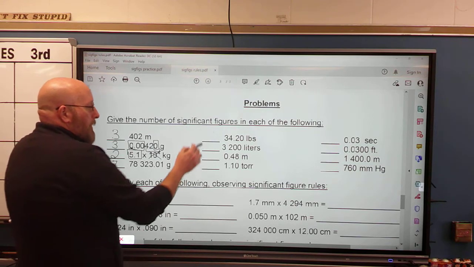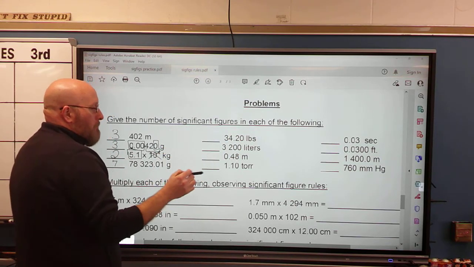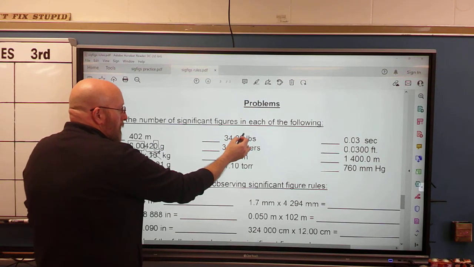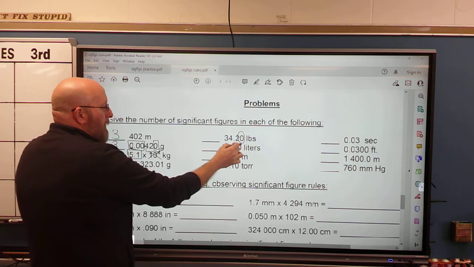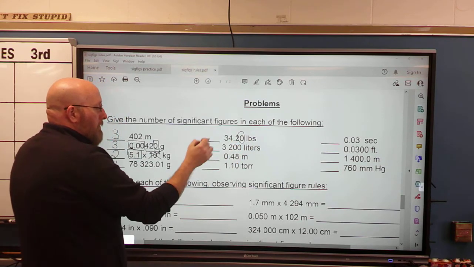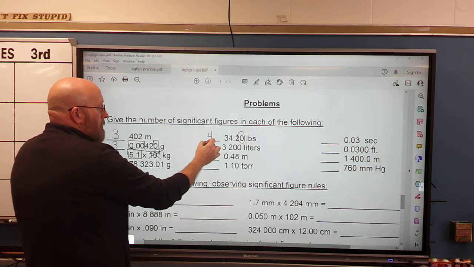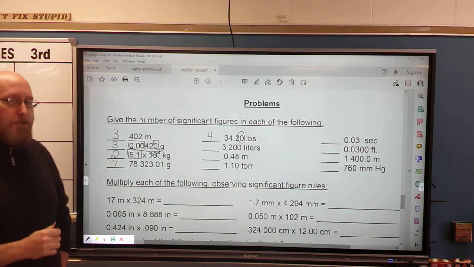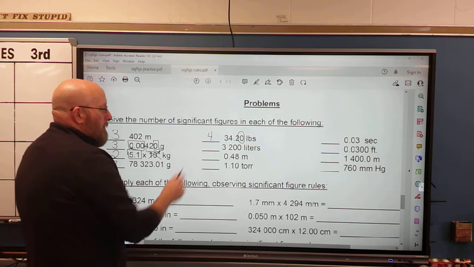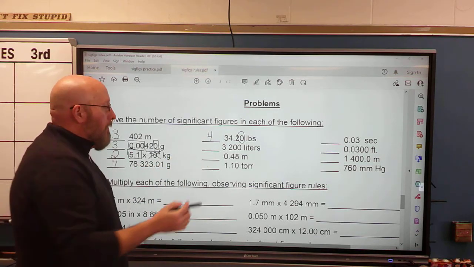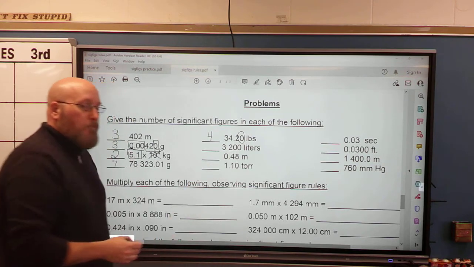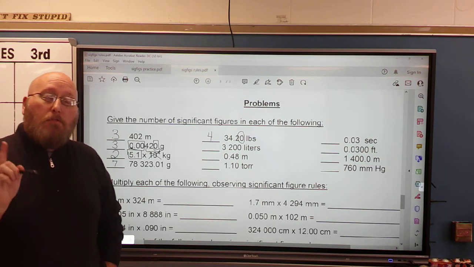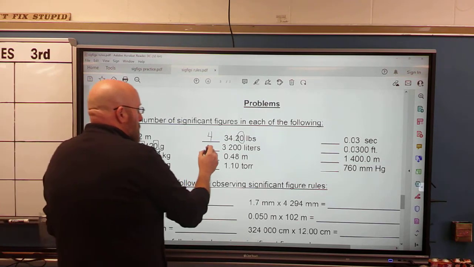Now, the next one, 34.20 pounds. The 3, the 4, and the 2 obviously count. The 0 here is trailing, and there is a decimal, so it does count. So that means there's 4. The next one, 3,200 liters. The 3 and the 2 obviously count, don't they, because they're non-zeros. The 2 zeros here are trailing. Is there a decimal? No, there isn't. So they don't count. So there's only 2 of them.